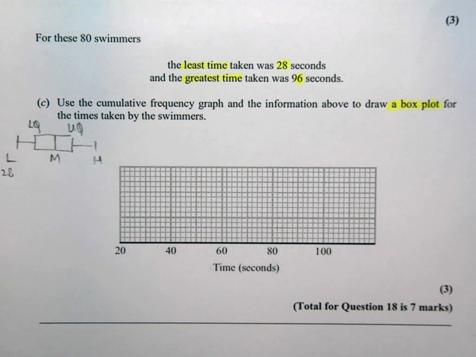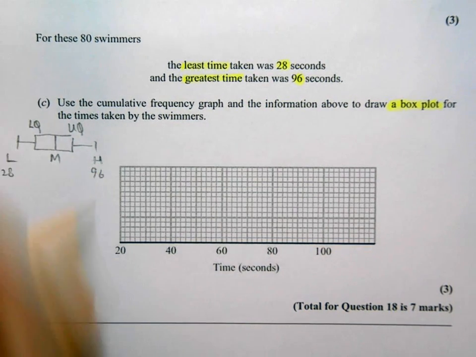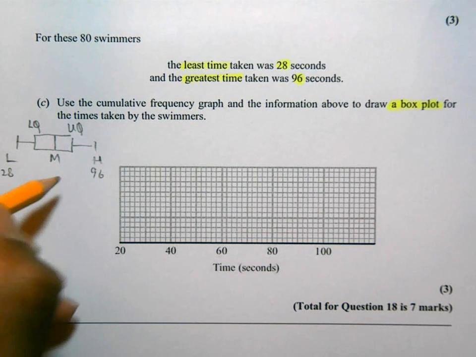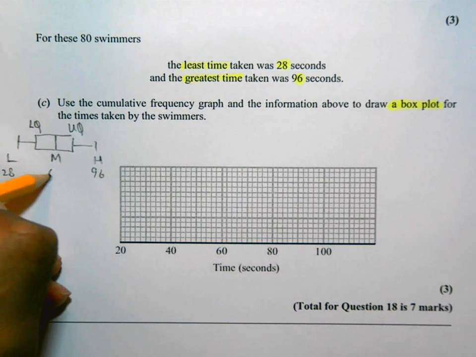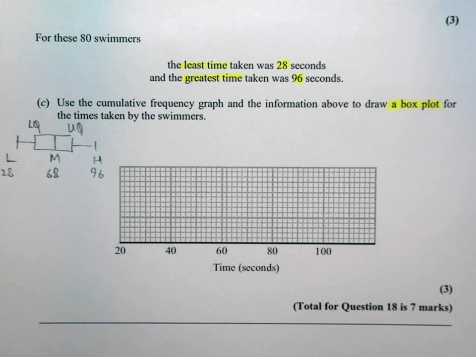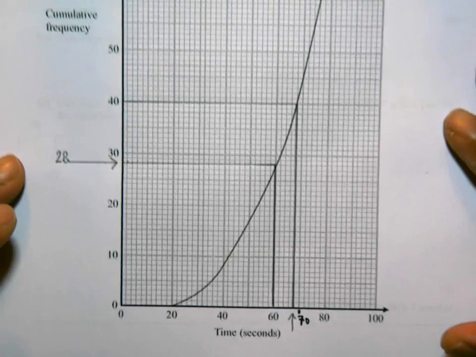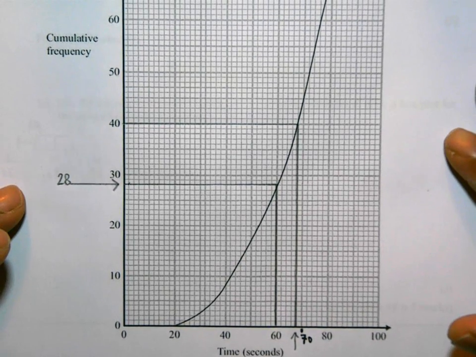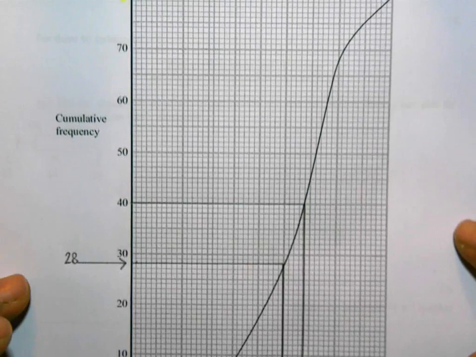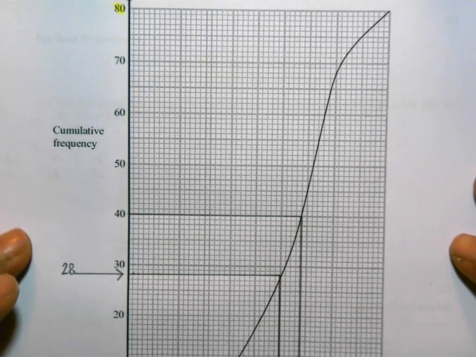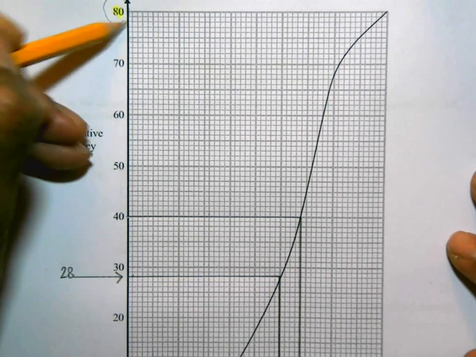The median we worked out in part A, and I could see across there my answer to part A was 68. The lower quartile and the upper quartile, I don't know what they are, but I need to find those values now. So I'm going to go back to my original cumulative frequency graph given to me in part A and work out the lower quartile and the upper quartile. One of the things you need to be aware of is because the values go all the way up to 80, quartiles means splitting it into quarters.